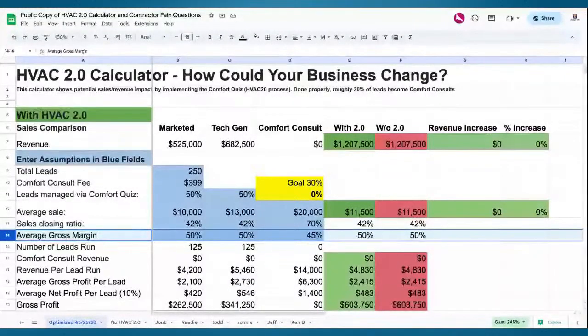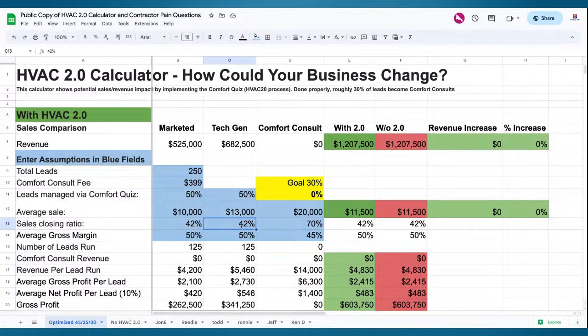And what are your thoughts on marketed versus tech gen average sale? It's different all over the country. So, I mean, you'll hear some people say 8,500 to 12,000. So it depends on where you are in the country. Is tech gen going to be a little bit higher closing ratio or a little bit higher job size? Tech gen usually is higher closing ratio. Okay, that's true. What would you suggest setting it at, Jeff? I don't know. I'd say if you wanted to on this one, marketed 35, tech gen 65. Oh, okay.